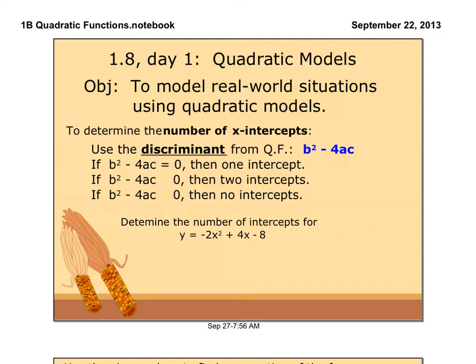This leads us to 1.8, day 1. We're going to be getting into quadratic models, some real-life applications and whatnot. And we'll call it quits right there for 1.7, day 2. And we'll resume in our next lesson with the first day of 1.8.